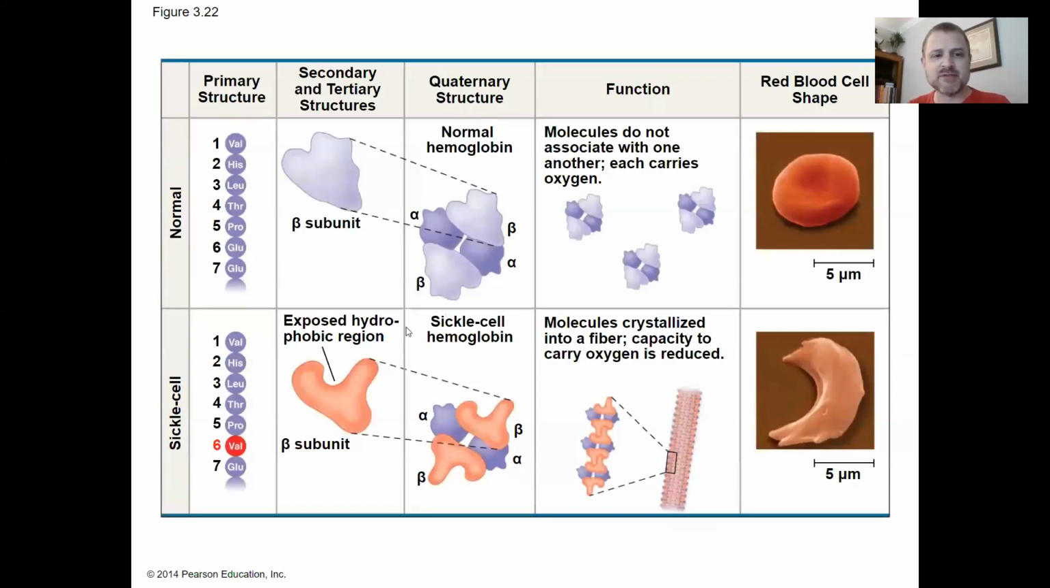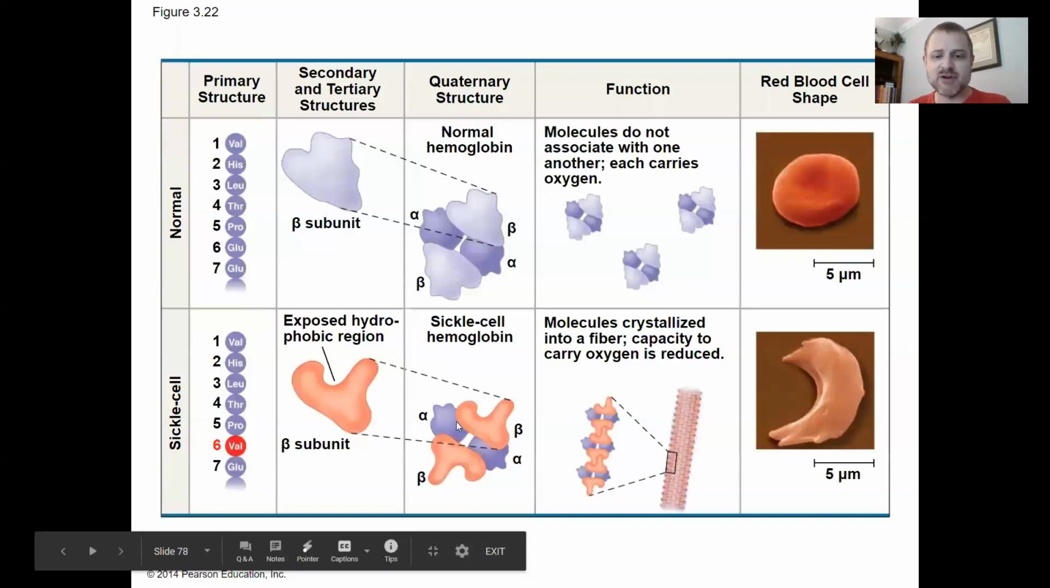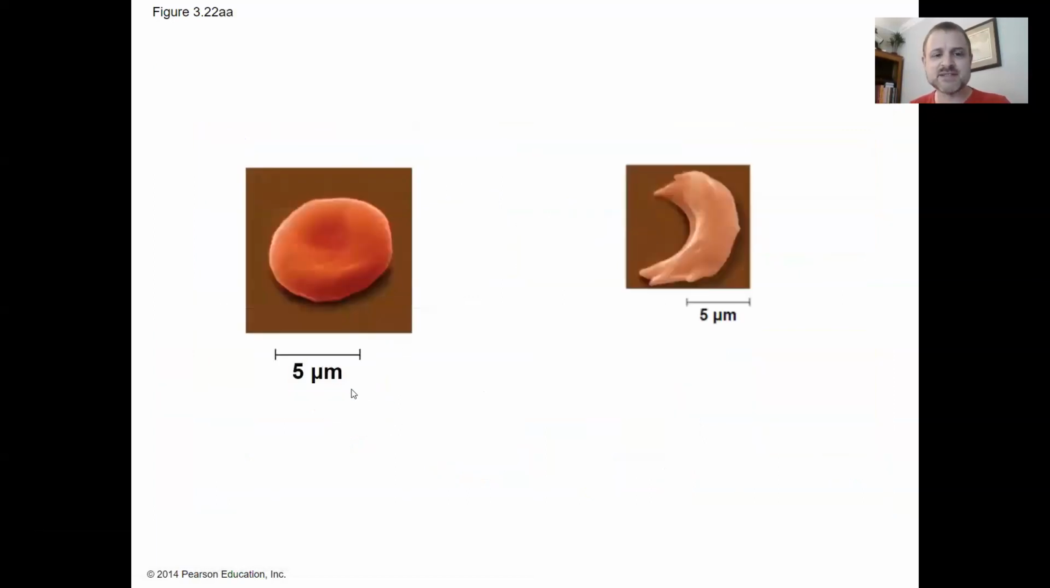This is from your book. This just shows a normal sickle cell. See the glutamine in position 6 got replaced with a valine. The normal shape gives you the nice biconcave disc shape of hemoglobin. The sickle cell shape, the interactions are incorrect, and you get the sickle cell shape. Why can't I say that? Sickle shaped cell. It's a tongue twister.